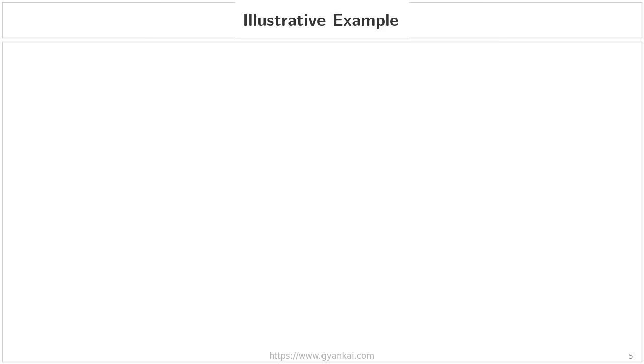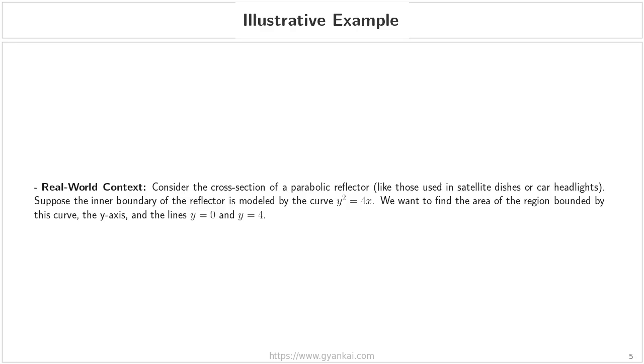Illustrative example. Now that we have understood the theory and the formula, let's apply it to a practical, illustrative example. Imagine we are looking at the cross-section of a parabolic reflector, the kind of shape you would find in a satellite dish or a car headlight. Suppose the inner boundary of this reflector is modeled by the equation y squared equals 4x.